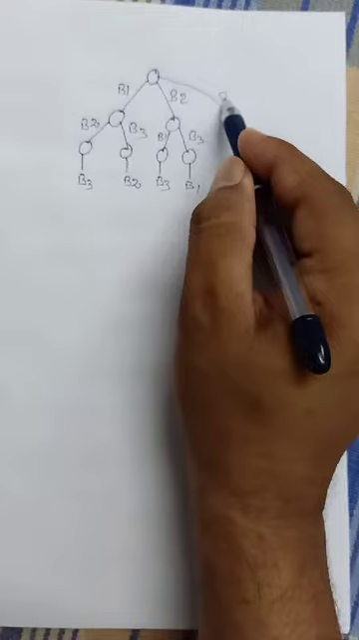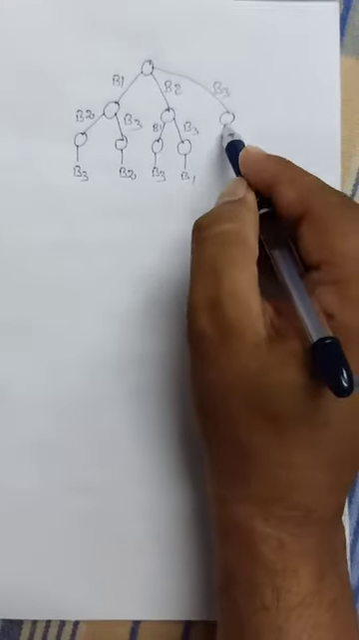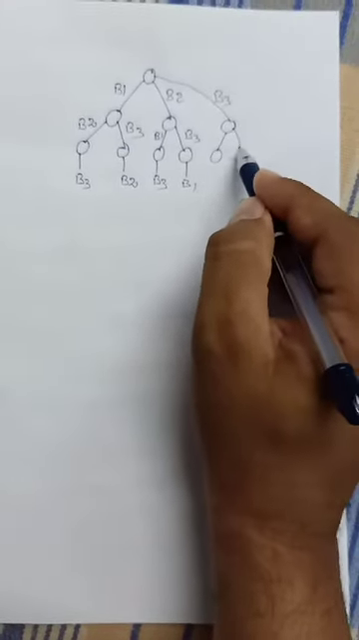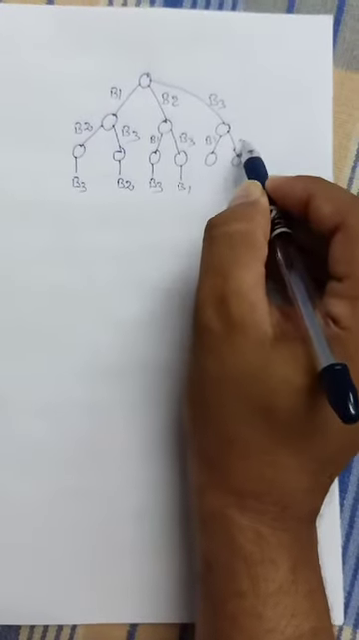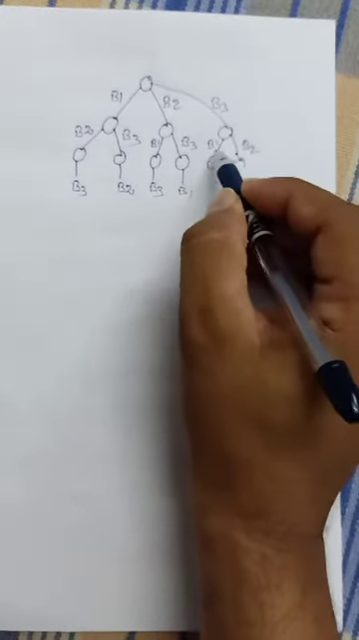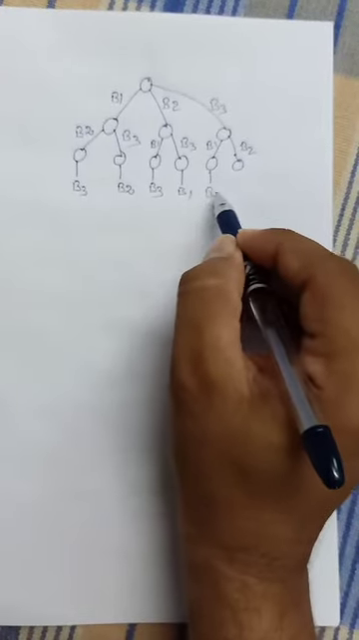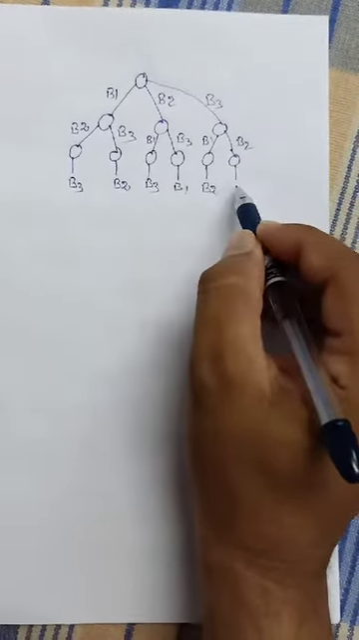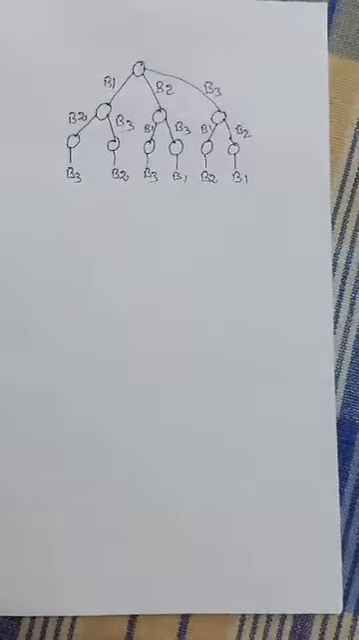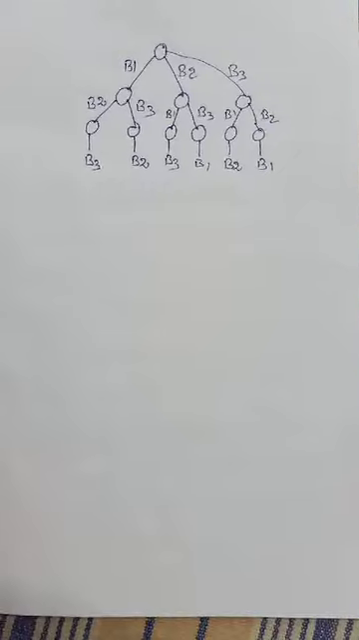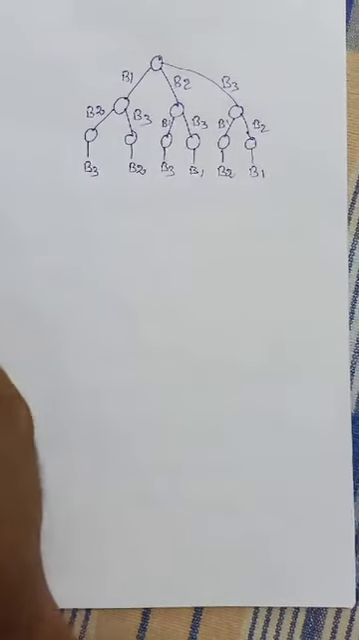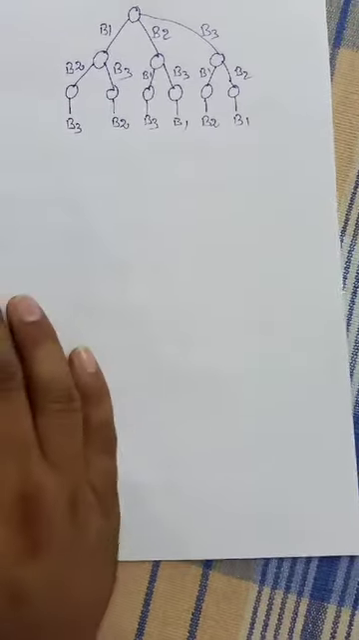If I set B3, my possibilities are either B1 or B2. If B1 is my second one, B2 is the third one. If B2 is my second one, B1 is the third one. This is the solution state space tree for the problem without bounding conditions.